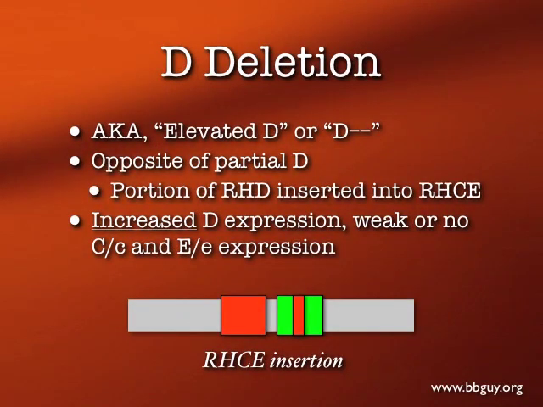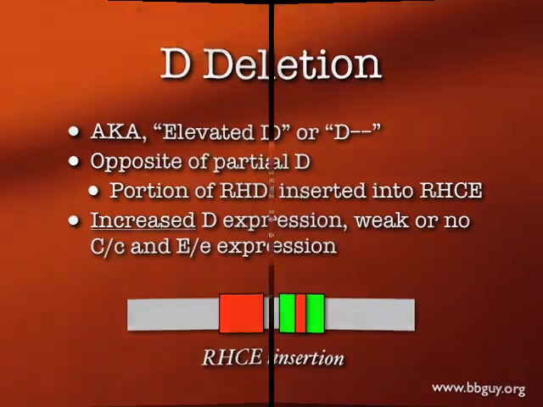One quick word on another weird form of D that I wanted to mention before I go, and that's the D deletion, or the D hyphen or double hyphen, also known as elevated D. It's kind of the opposite of partial D, where you get a portion of the RhD gene inserted into RhCe, a gene conversion type process. As a result, you get hardly any big C, little e expression, but you get more D expression than normal. It's not commonly seen, and I really don't have a lot more to say about it other than to make you aware of it.